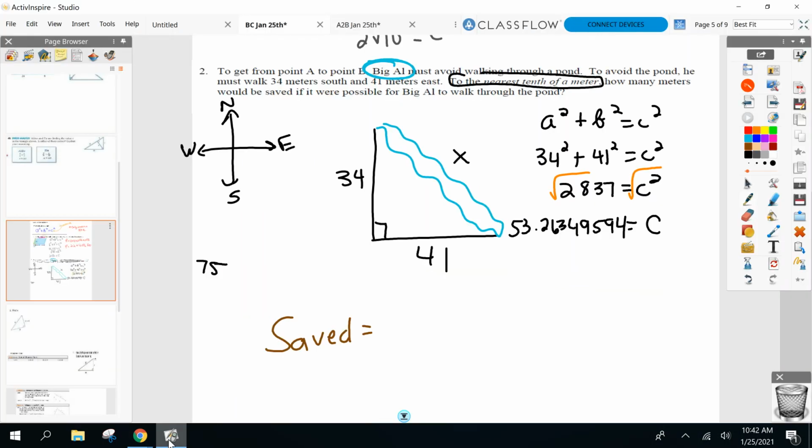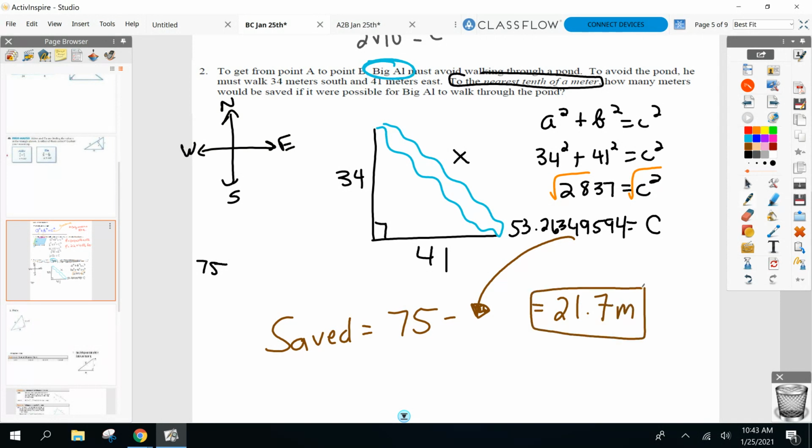Can you repeat the question? Okay. If he could walk through the pond, he'd go 53 and change. If he went south and east, he'd go 75. If he walked through the water, how much would he save? How do I figure that out? 75 minus the x, which is like the hypotenuse. There we go. So I'm going to take 75, which is what Big Al went around, minus the length of the pond. Now here's where we round to the nearest tenth of a meter because this is our final answer. Everyone getting 21.7 meters.